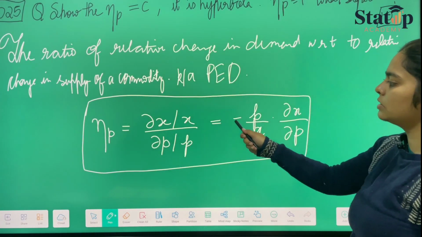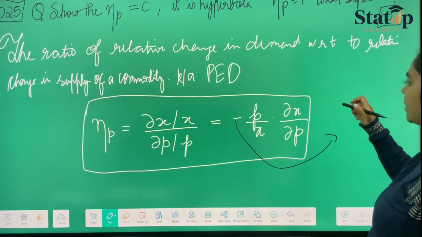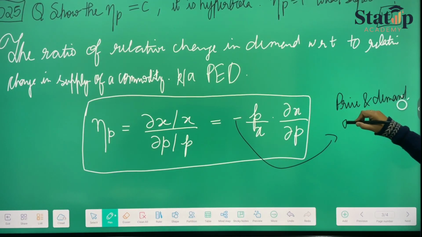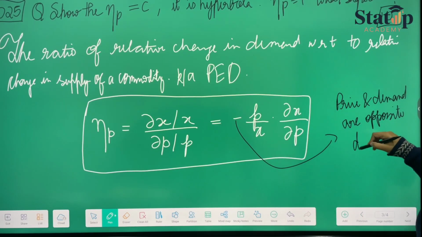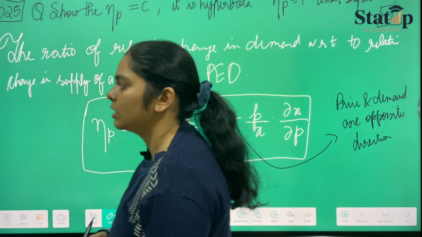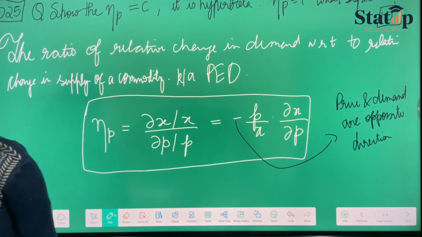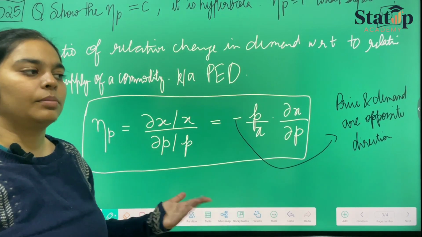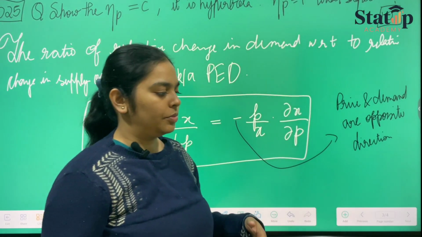Here, the negative sign is because price and demand move in opposite directions. That means if one increases, the other decreases. Suppose the price of rice increases, then the demand for rice decreases, and when the price decreases, the demand increases. It moves in the opposite direction.